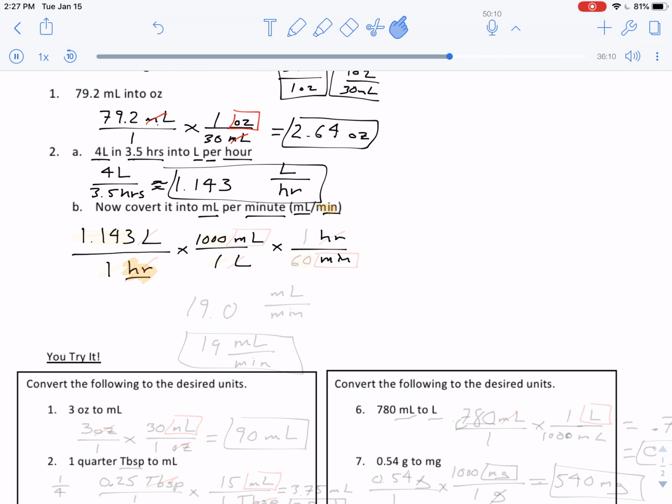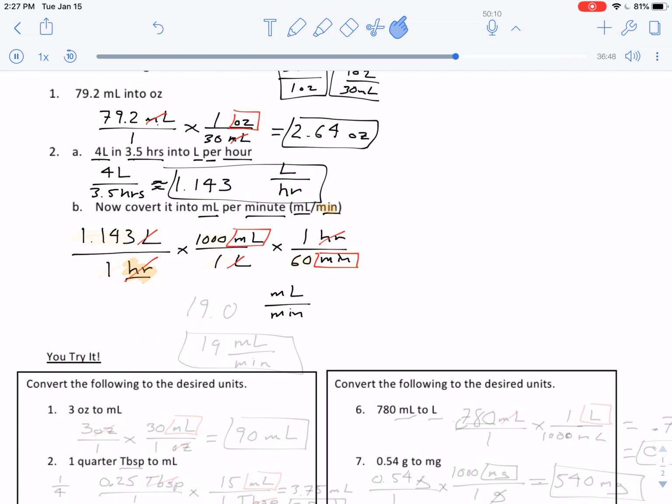All right. So since I want that, I got 1 hour, I got 60 minutes, right? And let's show the canceling, because this is the beauty of dimensional analysis, which makes it so easy to see that I get my minutes in my denominator and I get my milliliters in my numerator left over. So my answer, all said and done, will have milliliters per minute when I do all this math.